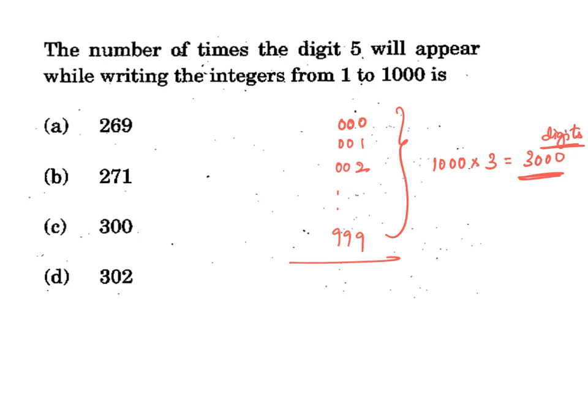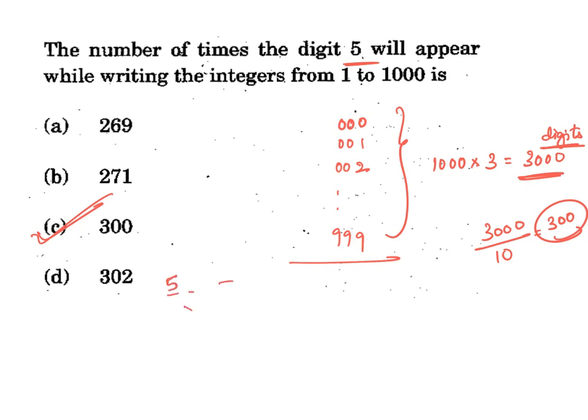In these 3000 digits, I am using 0, 1, 2, 3 up to 9. All 10 digits I am using equally. So 3000 divided by 10, which means each and every digit is used 300 times. So 0 is used 300 times, 1 is used 300 times, 2 is used 300 times. So 5 is also used 300 times. So answer is 300.